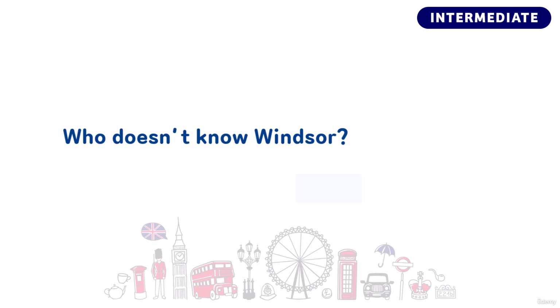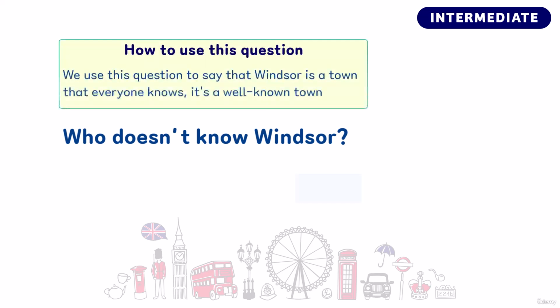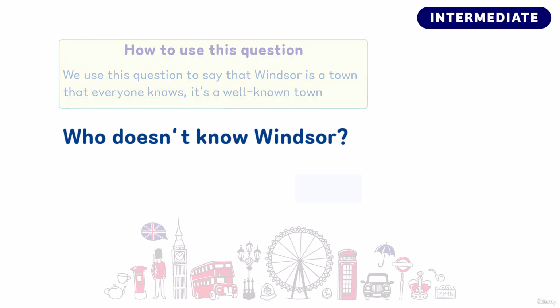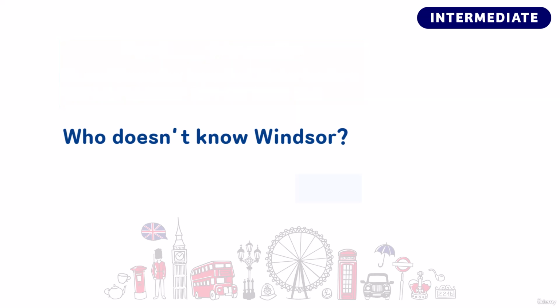Who doesn't know Windsor? Now, this question is not asking about the people who don't know Windsor the town. Instead, we use this question to suggest that there is nobody who doesn't know Windsor, meaning that Windsor is a well-known place and that everybody knows Windsor. So we are kind of telling the other person that they have made the wrong assumption about us because we know about Windsor. Here are a few more example questions.